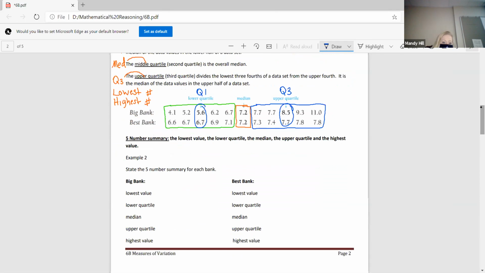So when we're picking out our 5-number summary, the lowest value on big bank looks like it's 4.1. The lower quartile, or quartile 1, is 5.6. The median was 7.2. Quartile 3, or the upper quartile, is 8.5. And the biggest number was 11. So those are your 5 numbers in your 5-number summary.